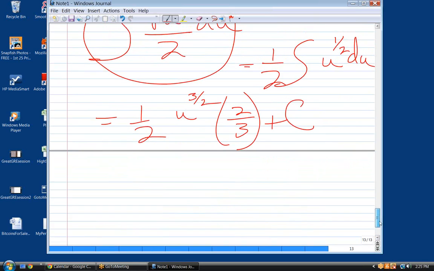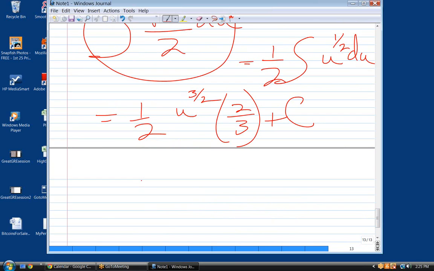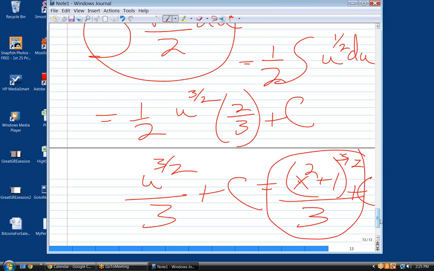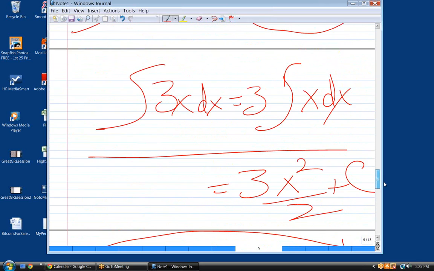So now notice what happens. I have u to the 3/2 divided by 3 plus c. And what was my u equal to? x squared plus 1. So it's x squared plus 1 to the 3/2 divided by 3 plus c. There's my answer to the original integral.